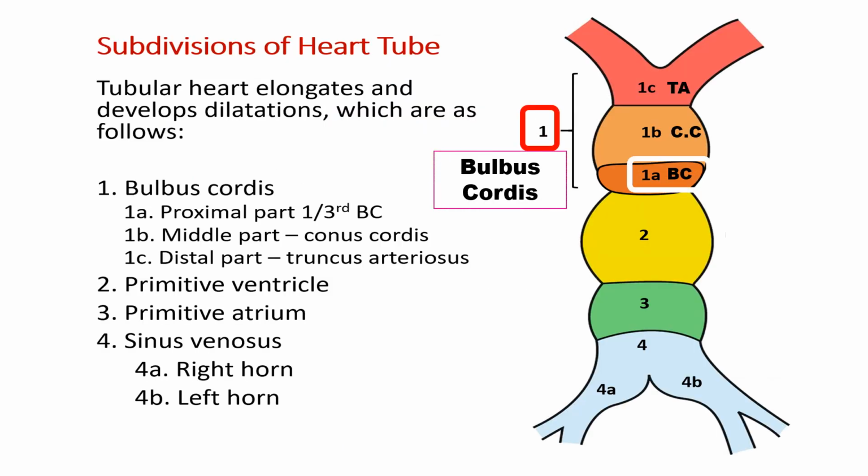The bulbus cordis presents 3 regions. The proximal part is the bulbus cordis proper. The middle part is known as the conus cordis and the distal part is known as the truncus arteriosus.